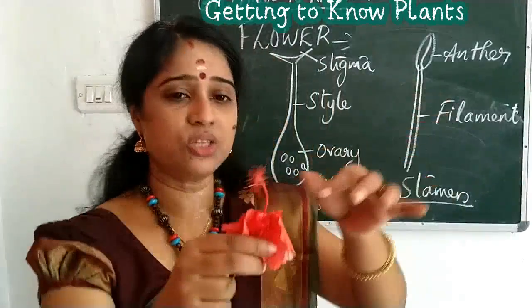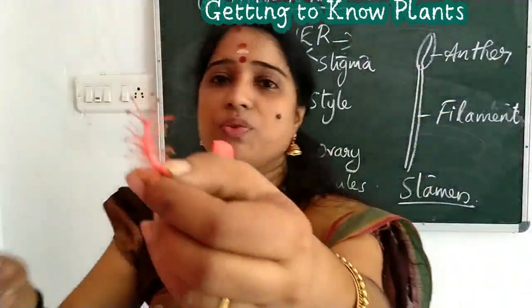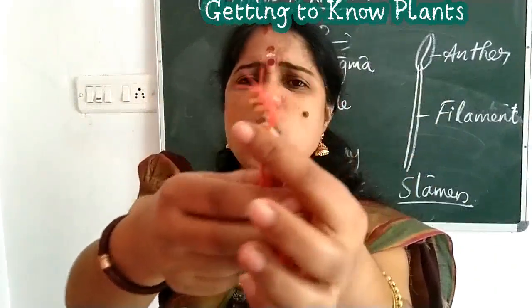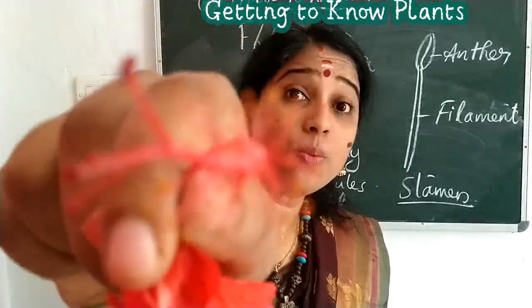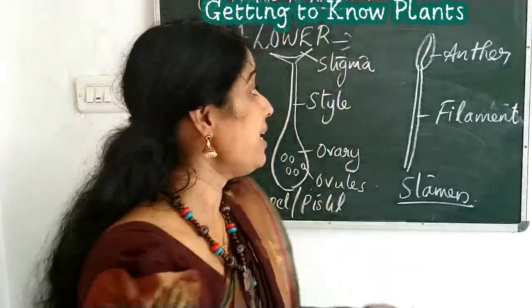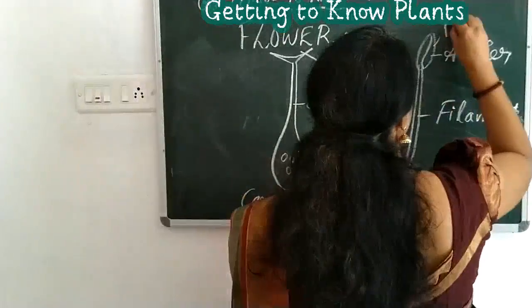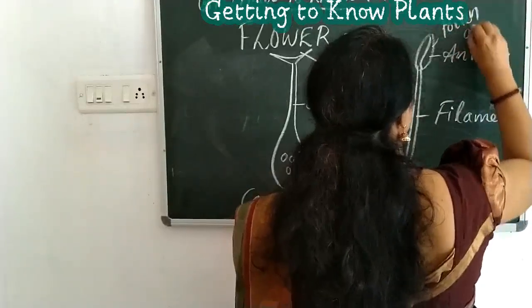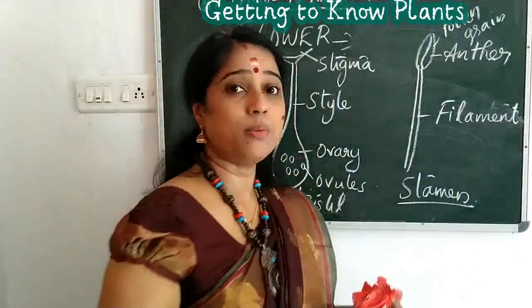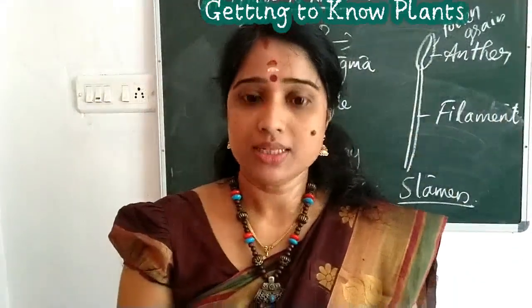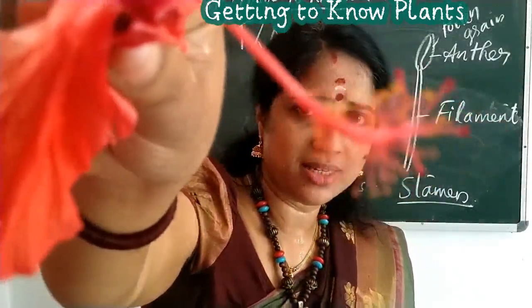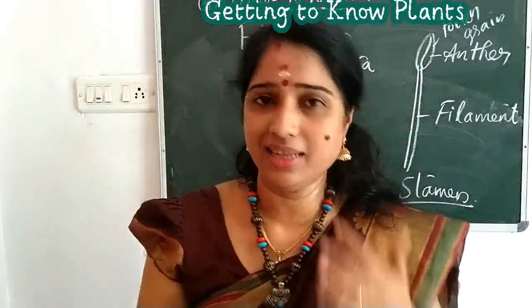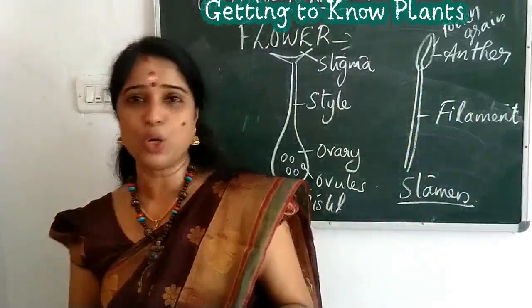Just observe this structure carefully. You could see some yellow powder at the tip of this. Hope it is clear. Yellow powder, isn't it? That yellow powder is the pollen grain. In Malayalam, it is poombodi. That is the yellow colored powder seen at the tip of the stamen. If you couldn't see it clearly, after class, just take one hibiscus flower and observe it. Pollen grains are there. That's poombodi.